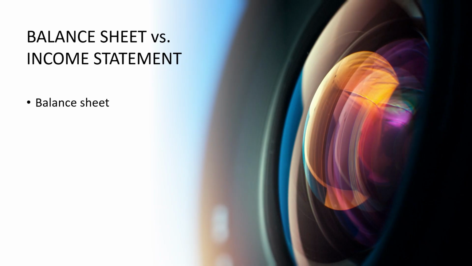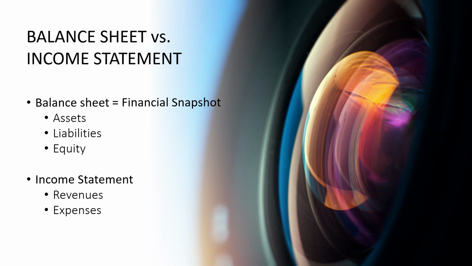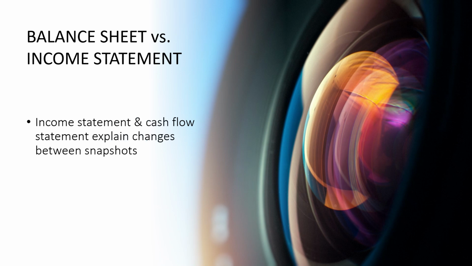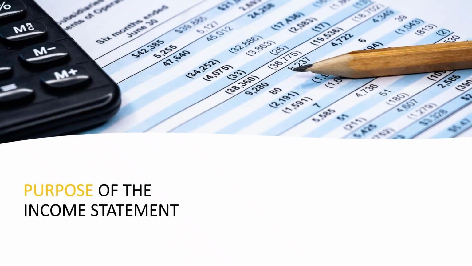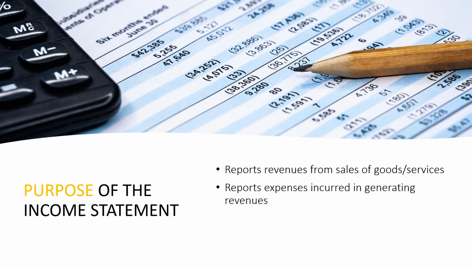The balance sheet reports a firm's assets, liabilities, and equity at a specific point in time. Think of it as a financial snapshot. Now, if a balance sheet is a snapshot in time, then the income statement is like the moving picture that connects these two snapshots. The income statement, along with the statement of cash flows, helps explain the changes in account balances over time. The income statement reports the revenue generated from the sales of products or services, and it also reports the costs of running the business as expenses.